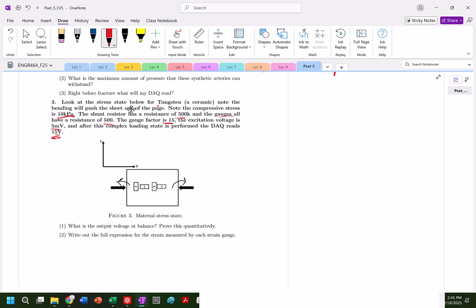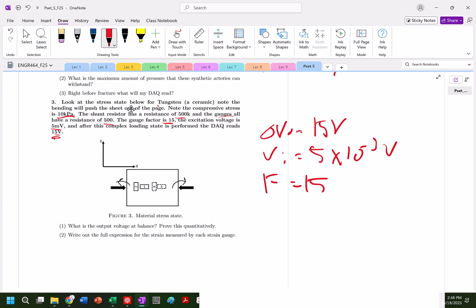So this is my delta. So my delta V naught is equal to 15 volts. My VI is equal to 5 times 10 to the minus 3 volts. My F is equal to 15. We all have equal resistance. We're not closing the shunt this time, so that's just a false piece of information. There's no stress in the 1,1, so that's 0. There is a stress in the 2,2, and that is compressive, minus 10 kPa.